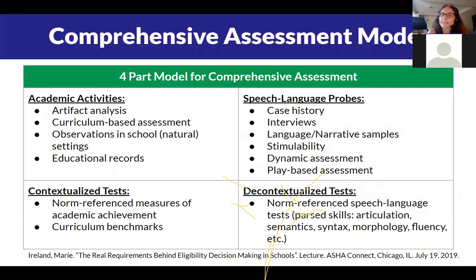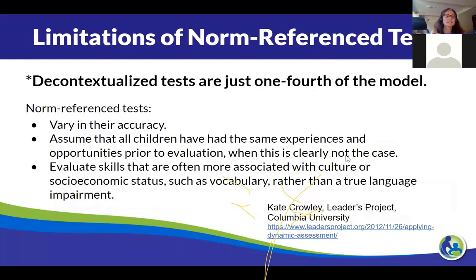There's academic activities we need to look at. There's contextualized tests we should be reviewing student scores on. We need to be employing our speech and language probes, right? Those are just a part of our assessment, but they are very valuable. And then pair those results with our decontextualized tests or norm reference tests. So the decontextualized tests are just 1/4 of the model because they have limitations.